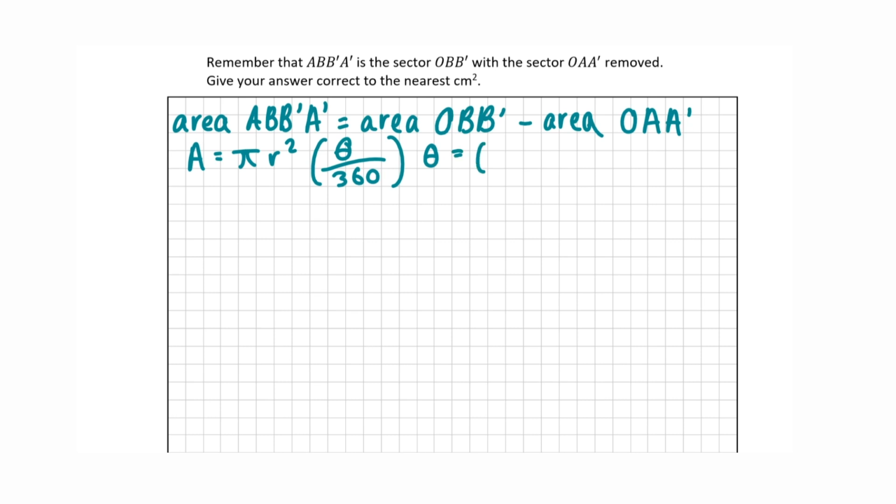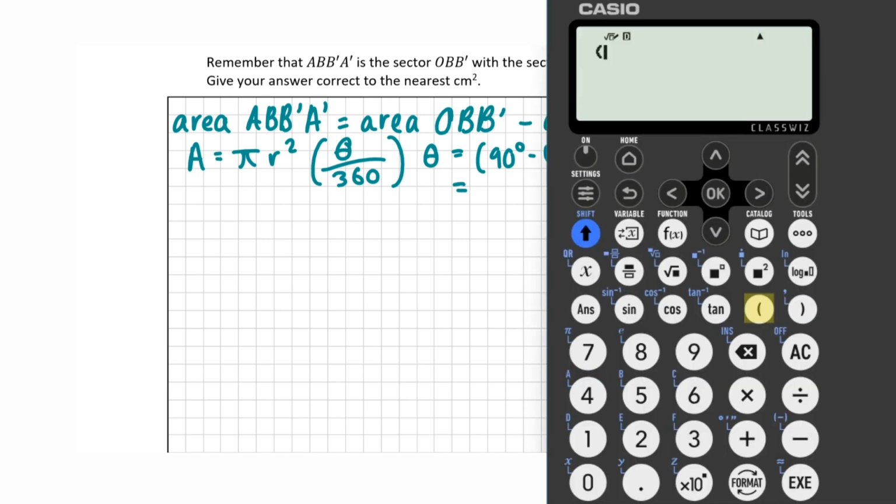So theta is going to be equal to 90 degrees minus 41.4 degrees, and we're going to have to multiply that by 2. I'm just going to go ahead and put that into the calculator.